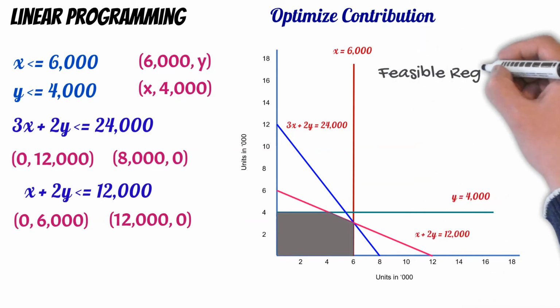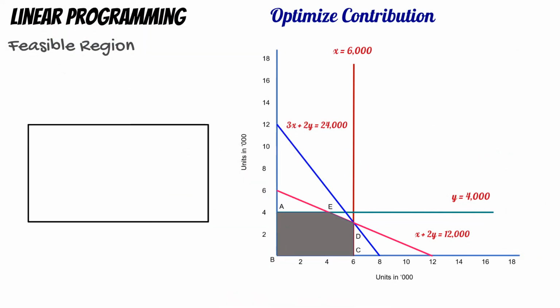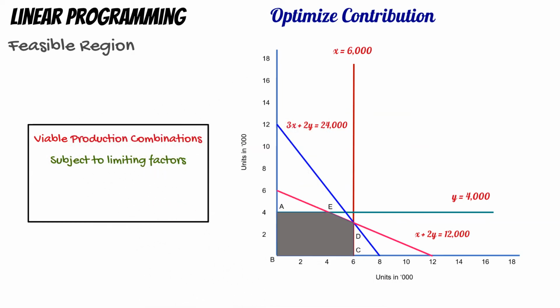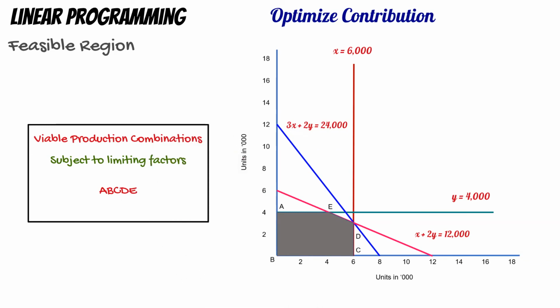You need to highlight the feasible region. The feasible region is the production combination that the company can achieve subject to all limiting factors. In the graph, it is bounded by A, B, C, D, and E.